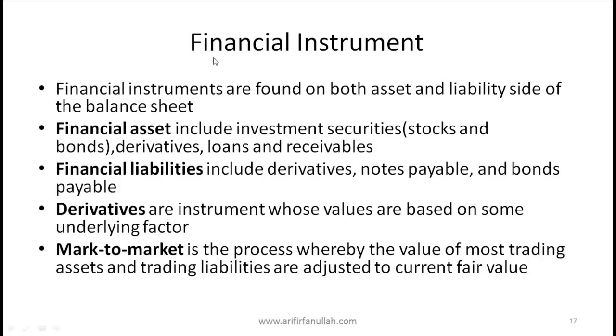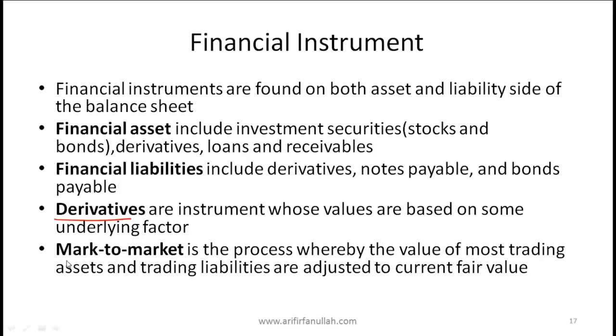Financial instruments. Financial instruments are found both on asset and liability side of the balance sheet. When we talk about a financial asset, this includes investment securities such as stocks and bonds, derivatives, loans, receivables, etc. Financial liabilities include derivatives, notes payable, bonds payable. Derivatives, which we will talk about in detail when we cover derivatives, are instruments whose values are based on some underlying factor. And just understand this terminology for now.